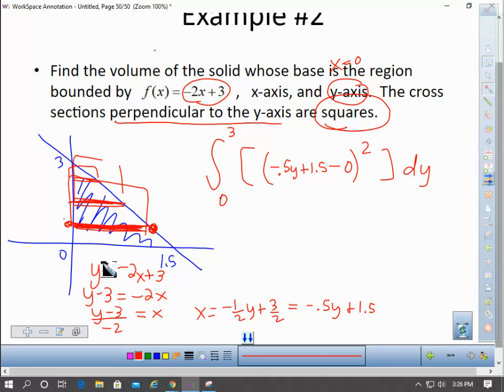And then we Math 9 that, and to Math 9 it, you just enter all this stuff in. So make sure you're practicing Math 9 in this. And the answer is 2.25 when you enter that in the calculator for Math 9. Now, typing this in the calculator, since we're in y's, you still use x's. So when you type it in the calculator, type in negative 0.5x plus 1.5 quantity squared and put dx.